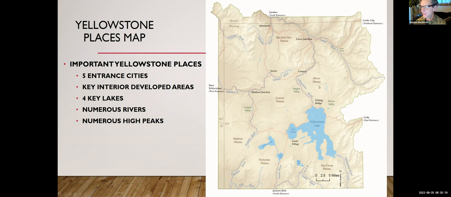There's 4 key lakes. Yellowstone Lake is by far and away the biggest. For those of you from Western Montana, Yellowstone Lake is very, very similar in size to Flathead Lake up near Kalispell. There's numerous rivers. There's certainly no dearth of water in Yellowstone. It's plentiful and rich in water. And there's also numerous high peaks. Most of Yellowstone sits above 8,000 feet because of the volcanic Yellowstone Plateau.